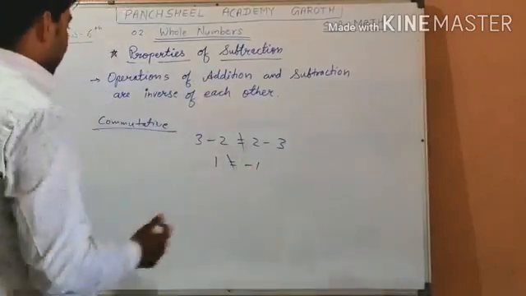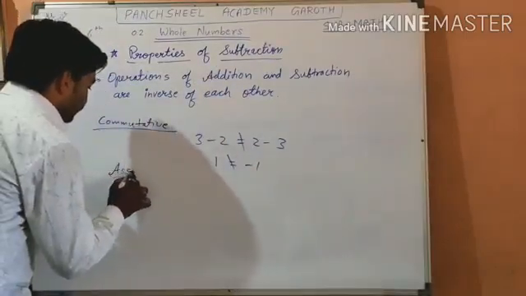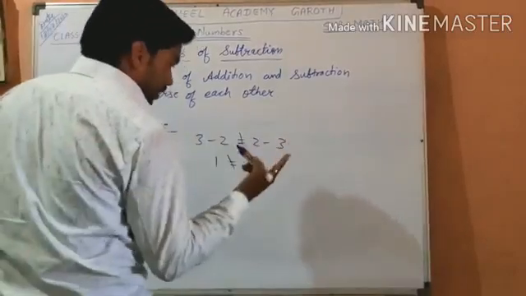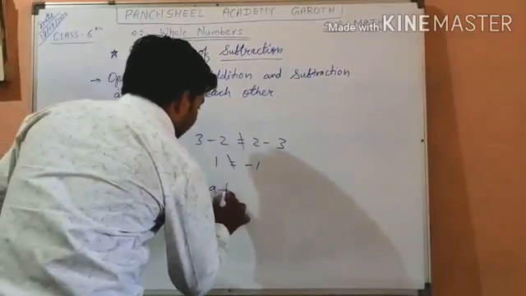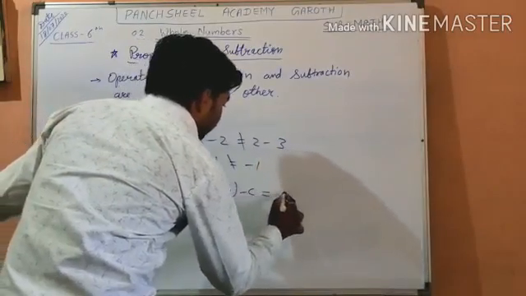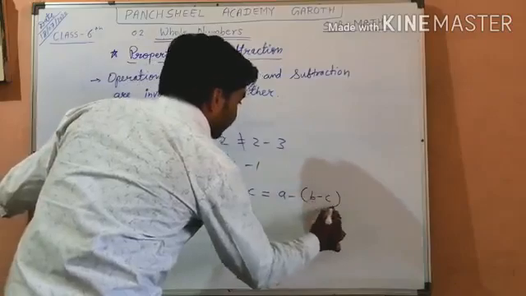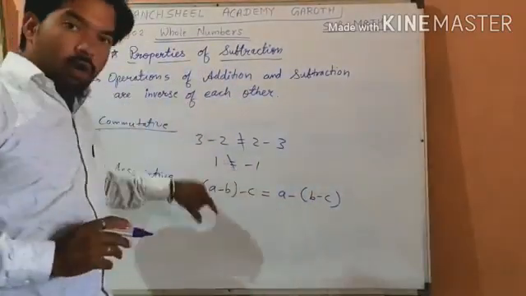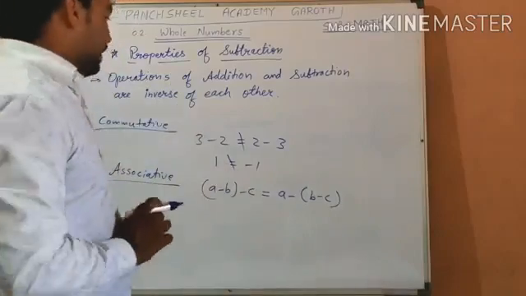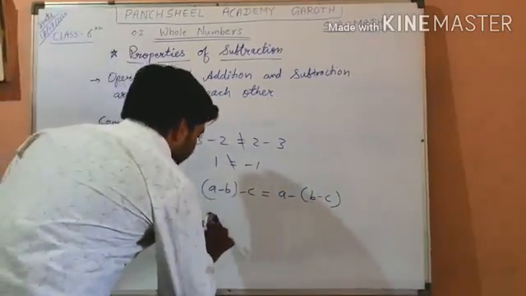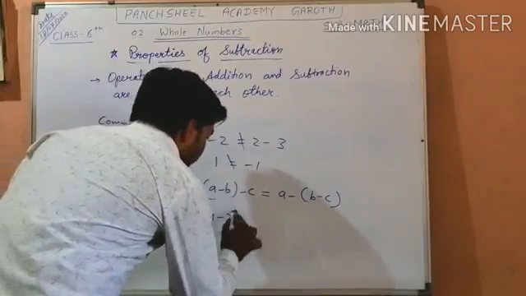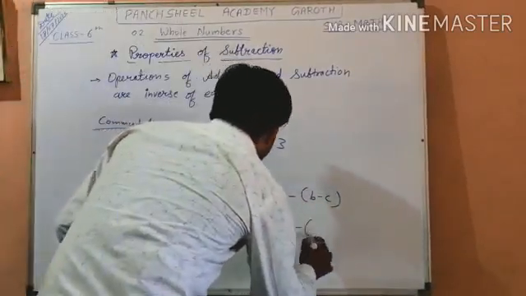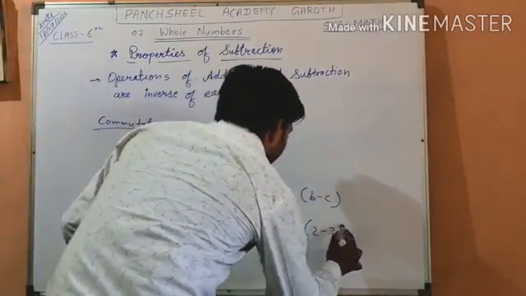Okay. Now third, associative property. If we talk about associative property, means in addition we have seen that a plus b plus c equal to a plus b plus c. Is it correct? Let's take an example. If it holds associative property, then we have to verify it. Okay. So first 4 minus 2 minus 3. And here 4 minus 2 minus 3.